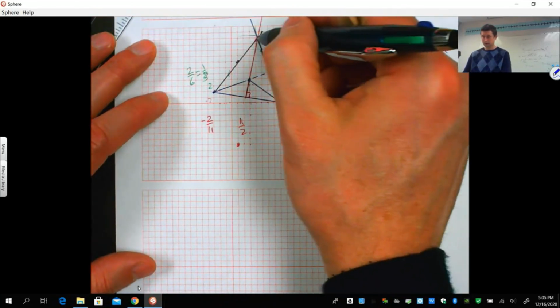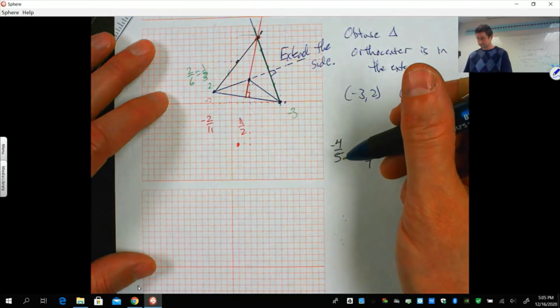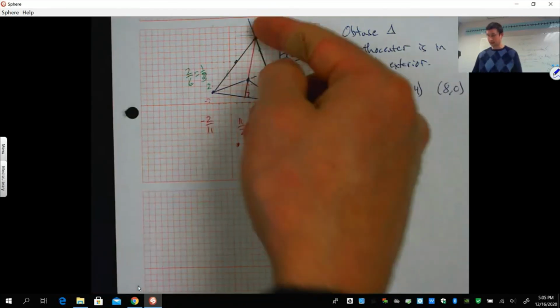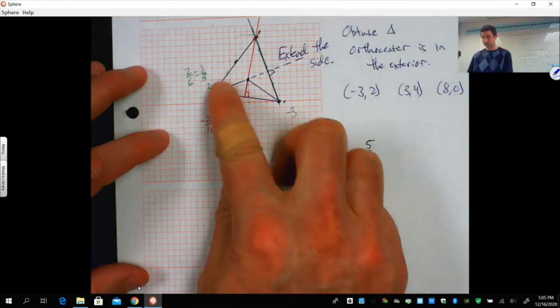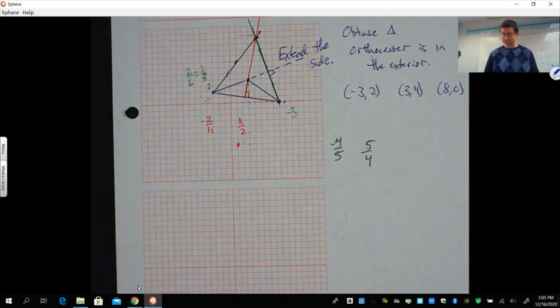That's where the orthocenter is. If you reflect that over these lines of the triangle, it would land on the circumcenter, the circumscribed circle. There we go.